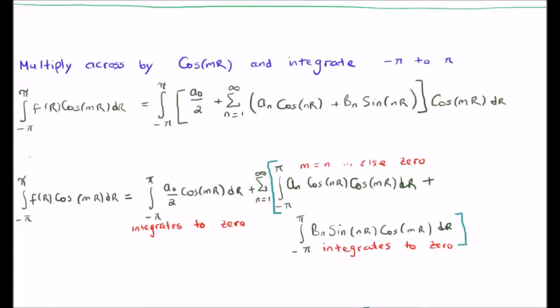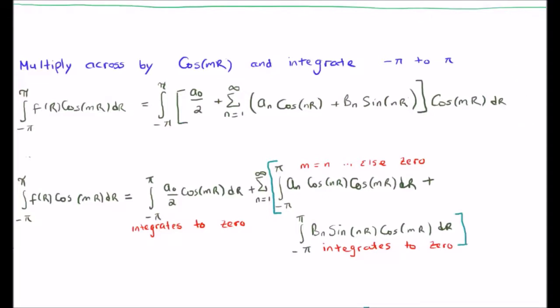We now have all the machinery we require in order to derive the a sub n's. In order to do this, we multiply the Fourier series across by cosine mr, so m not equal to n, and we integrate this from minus pi to positive pi. So I've written that Fourier series here.